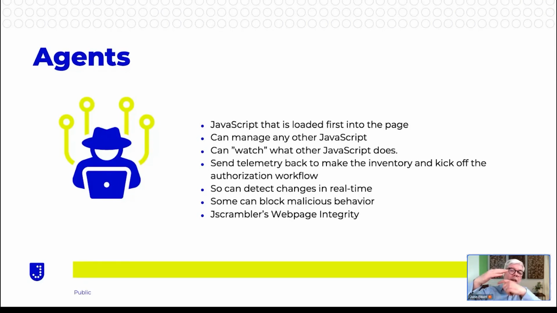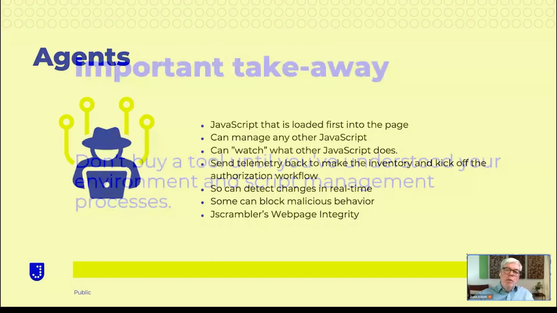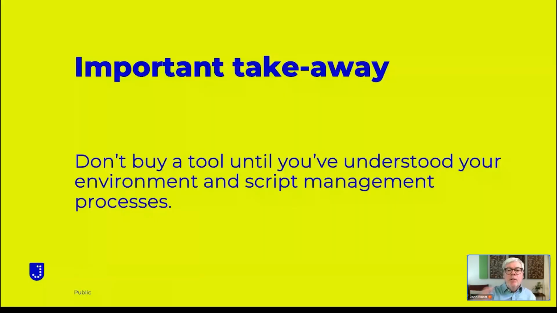Some of these agents can actually see that a skimmer's on the page and block it from stealing the cardholder data. And as I said, an example of that is Jscrambler's web page integrity. Here is the second most important slide. Don't choose a tool until you've done that process mapping and understood how your organization currently manages scripts and wants to manage JavaScript. So that's the second most important slide.